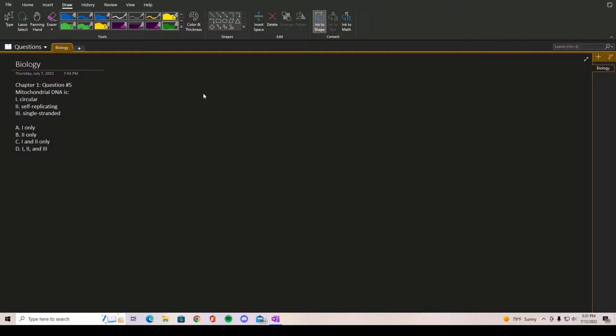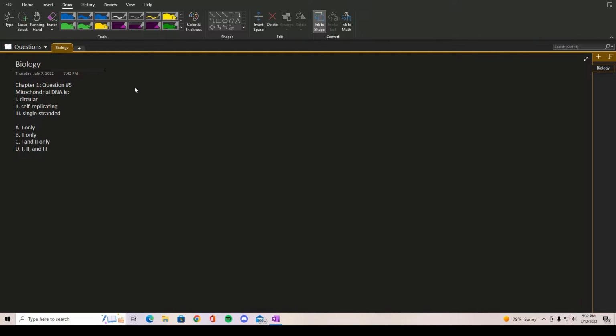So let's get into our first question. Mitochondrial DNA is 1. Circular, 2. Self-replicating, and 3. Single-stranded. And then we're given a list of options to choose from.